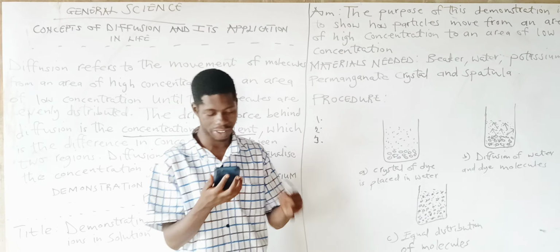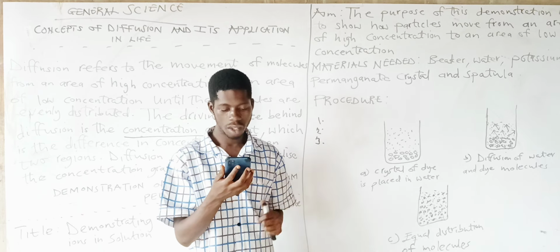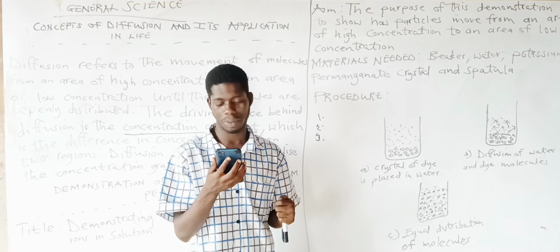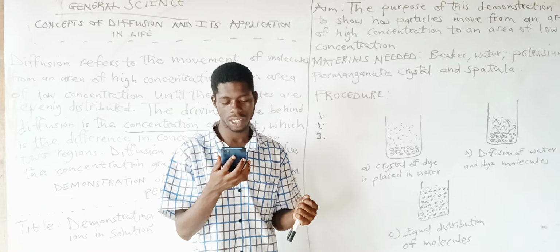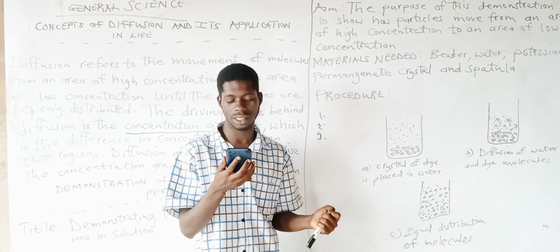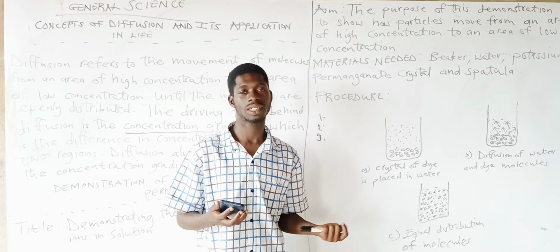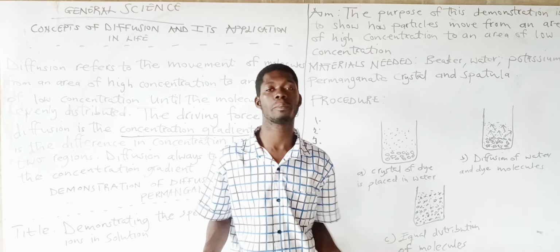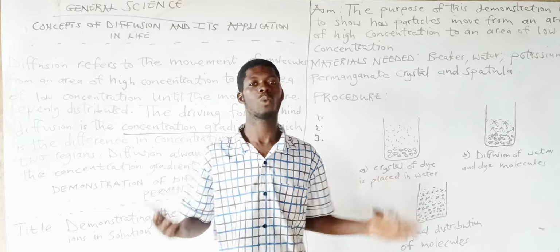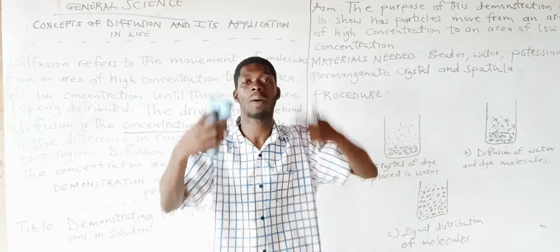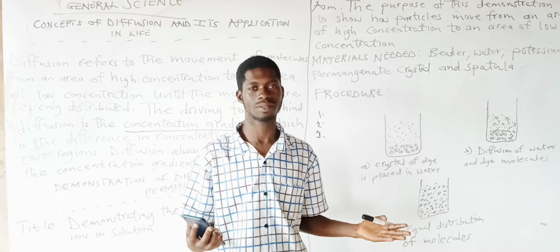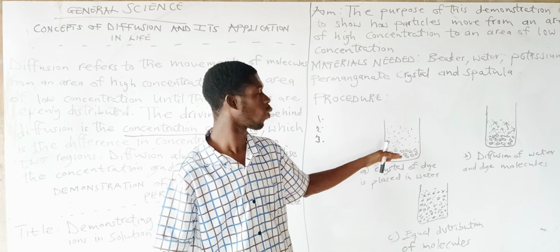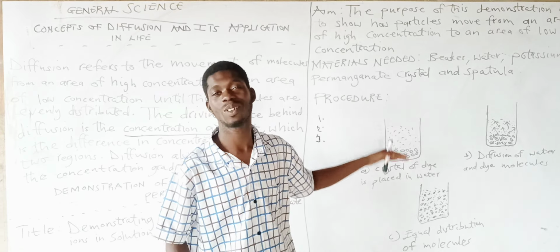Observation: when potassium permanganate crystal is placed in water, the crystal dissolves and the permanganate ions are concentrated in one area. Okay, so the observation is trying to tell us that the potassium permanganate crystal will dissolve and it will occupy the whole space as well. You can see that it is here, but it will dissolve. For a few minutes, it will dissolve and occupy the whole space.